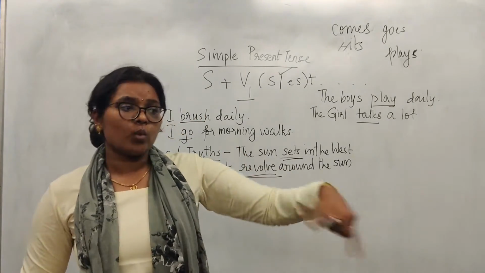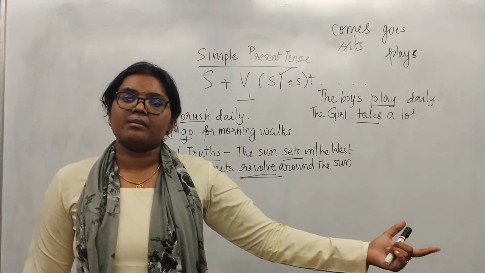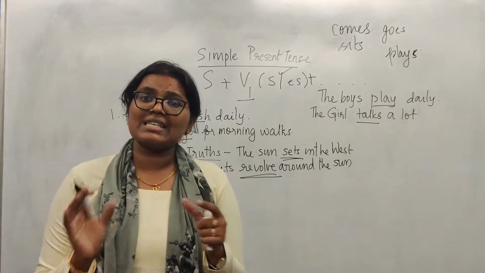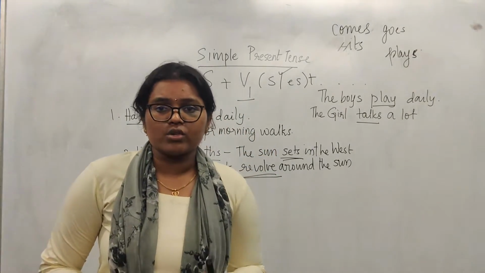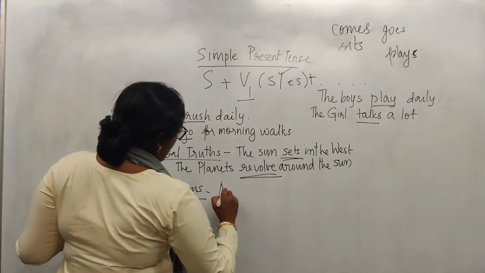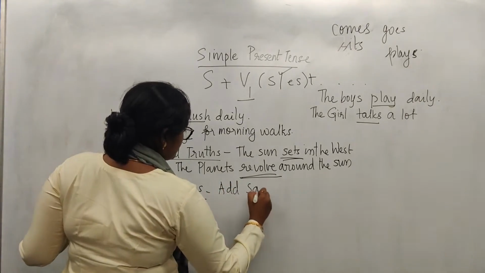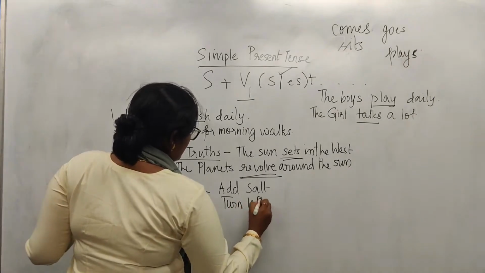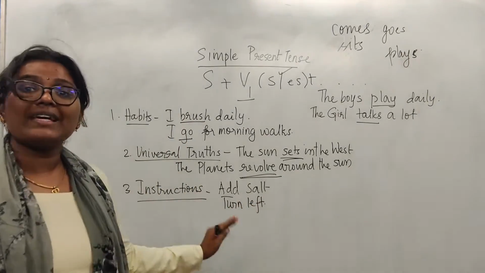Or probably if you're walking down the street, you ask somebody where the museum is. What do they say? Go straight, turn left. These are instructions. All instructions are basically in the simple present tense form. Add salt, turn left. So these are examples of instructions.